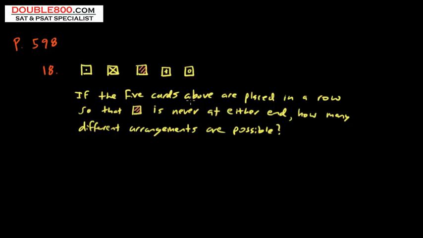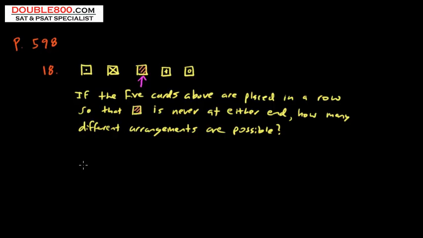If the 5 cards above are placed in a row so that this shaded one, and I put a different color here, is never at either end, how many different arrangements are possible? So this is really a difficult permutation. It's an order question, and I'll show you 2 ways to solve this one.